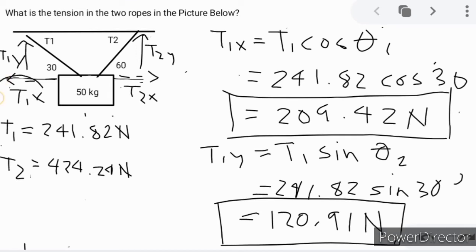As we all know, Tx sub 1 is on the left side, therefore it should be negative. So it should be negative 209.42 Newton.